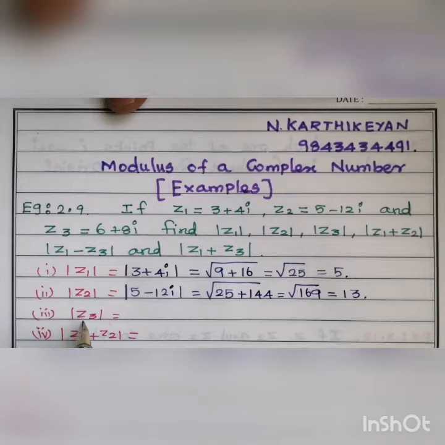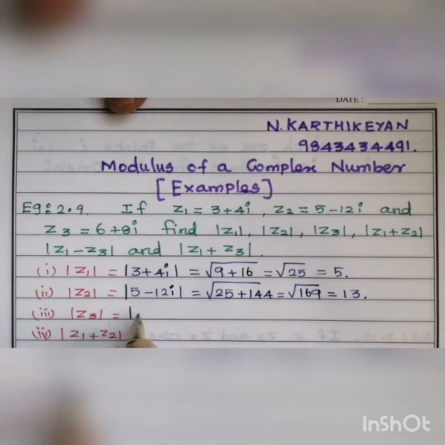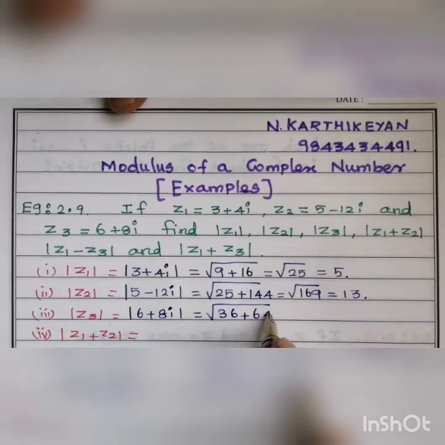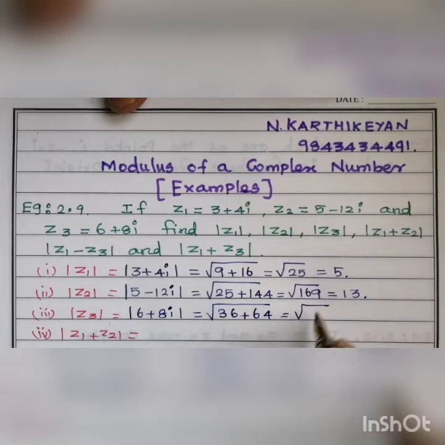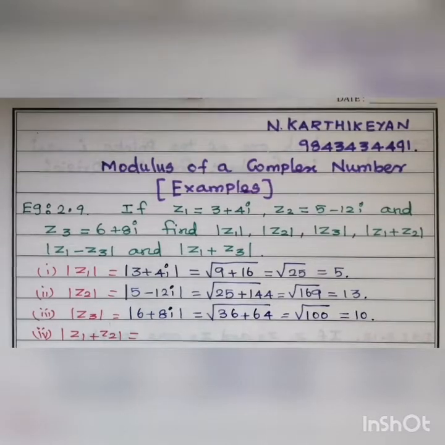Then third one, modulus of z3, where z3 is 6 plus 8i, that is modulus of 6 plus 8i, that is equal to square root of real part the whole square, that is 6 6s are 36, plus 8 8s are 64, that is equal to square root of 100, that is equal to 10.